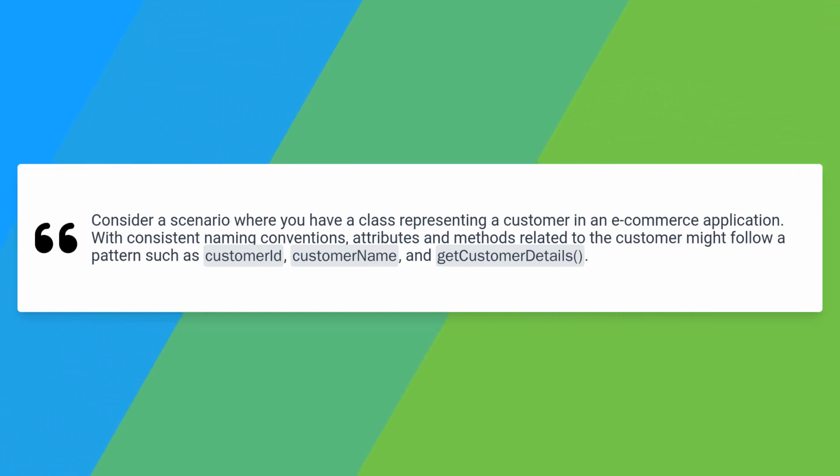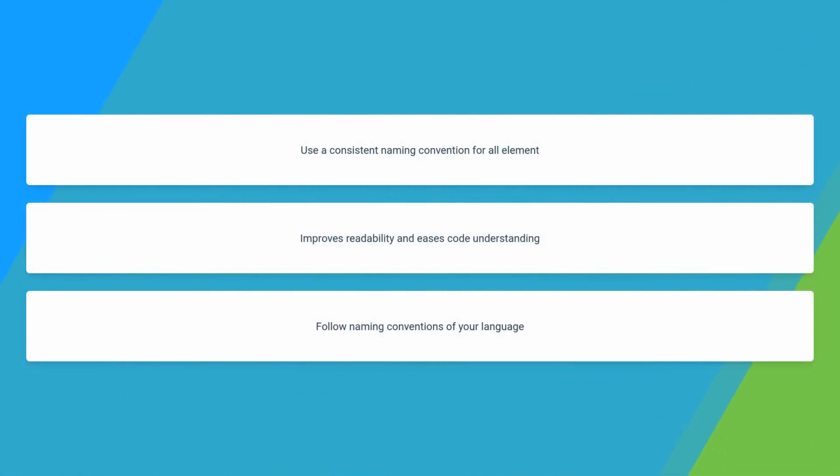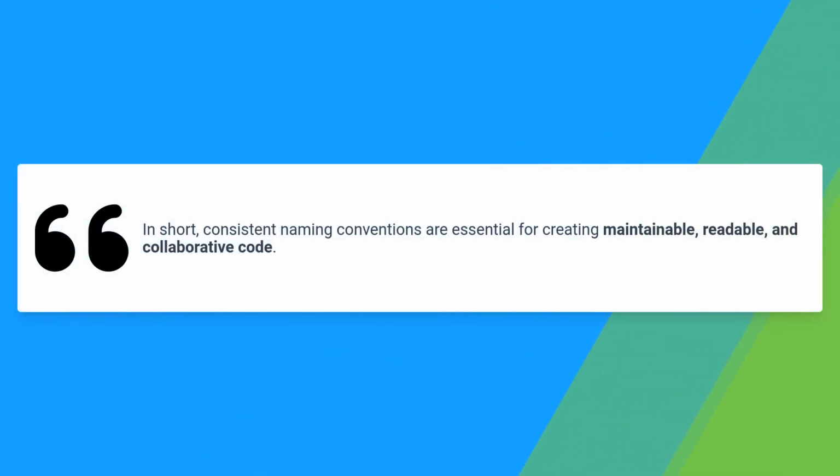Here are things you can do to achieve consistent naming in your project. Adopt a consistent naming convention for variables, functions, and classes. Enhances code readability and makes it easier for others to understand your code. Follow established naming conventions in the programming language or framework you're using. In short, consistent naming conventions are essential for creating maintainable, readable, and collaborative code. By establishing and adhering to a standard set of rules for naming code entities, development teams can foster a shared understanding of the code base, streamline collaboration, and enhance overall software quality.